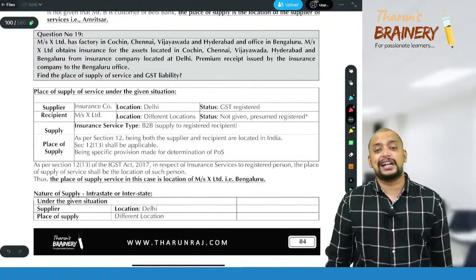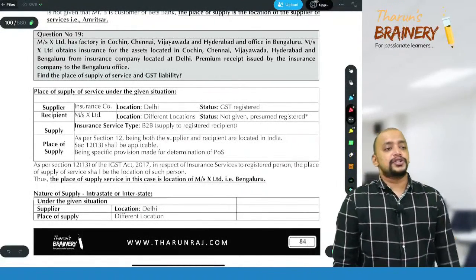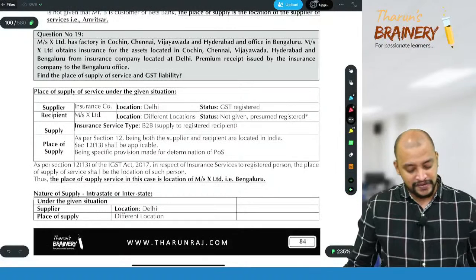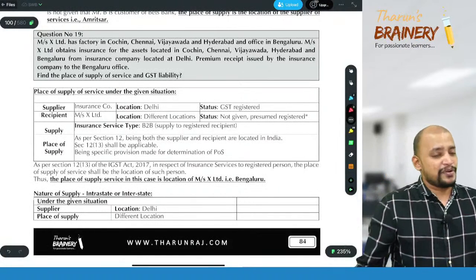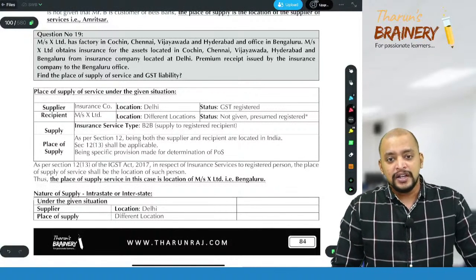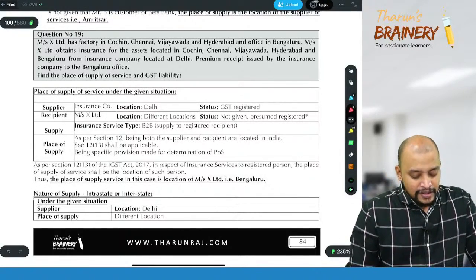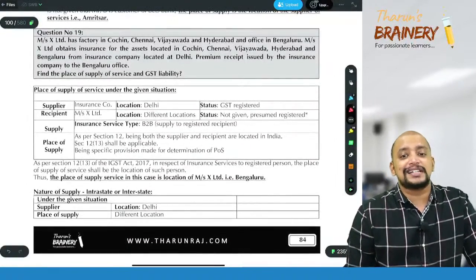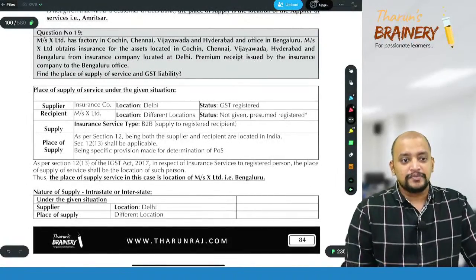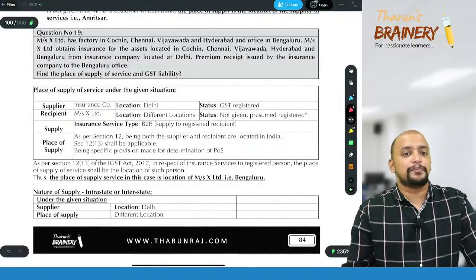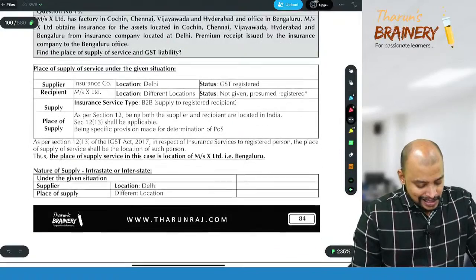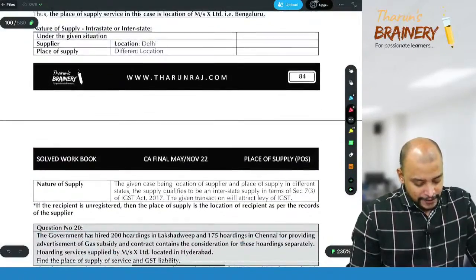So we need to treat it like insurance service only, and for insurance service, what will be taken as the place of supply? The general provision, that is the location of the recipient, will be taken as the place of supply. So who is the recipient here? Which office has received, which office is most directly concerned? Bengaluru. So that will be taken as the place of supply, okay.